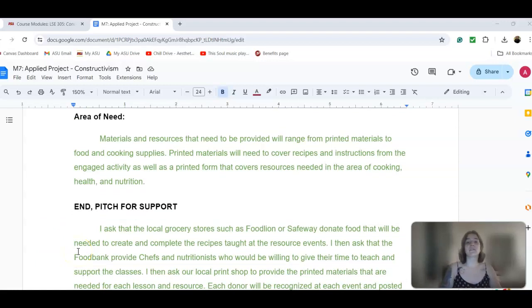Materials and resources that I would need to be provided will range from printed materials to food and cooking supplies. Printed materials would need to cover recipes and instructions from the engaged activities, as well as printed forms that cover resources needed in the areas of cooking, health, and nutrition.